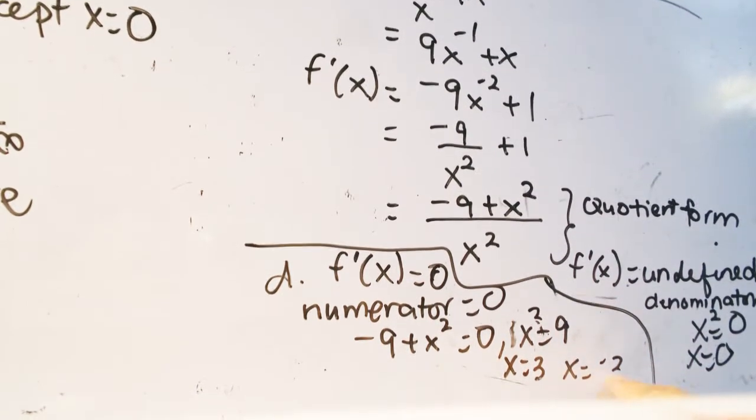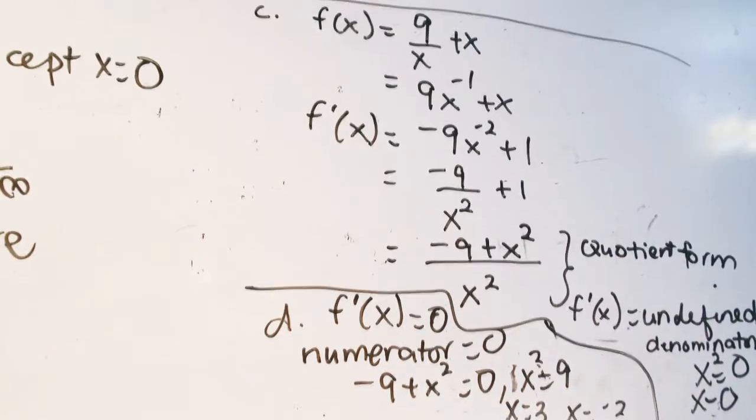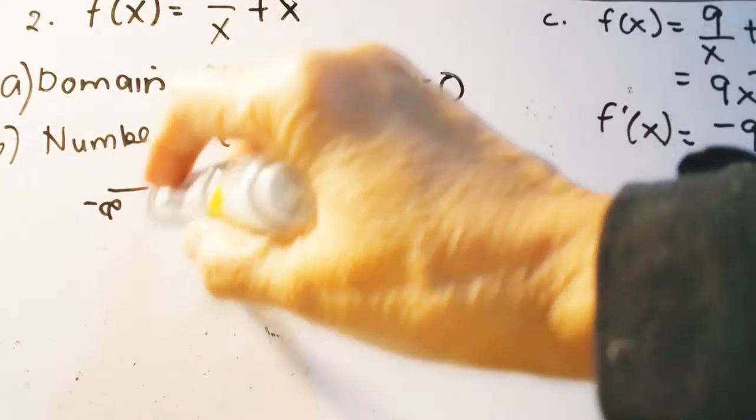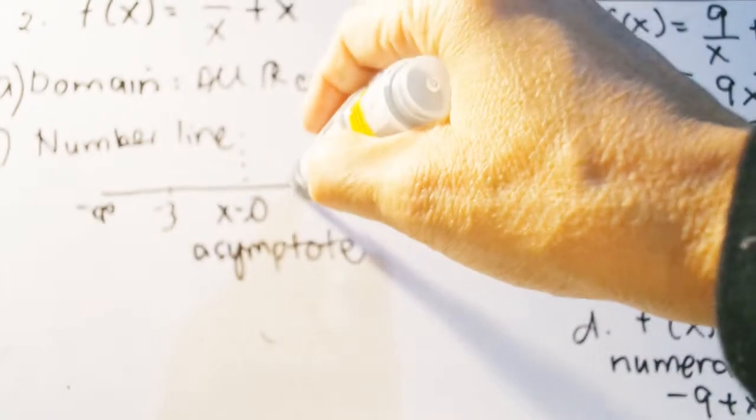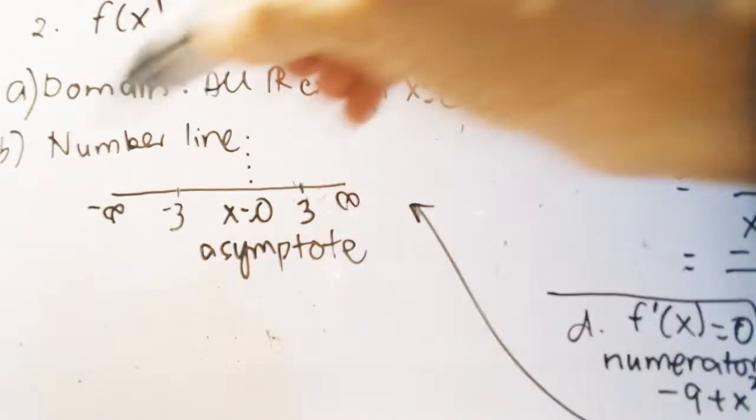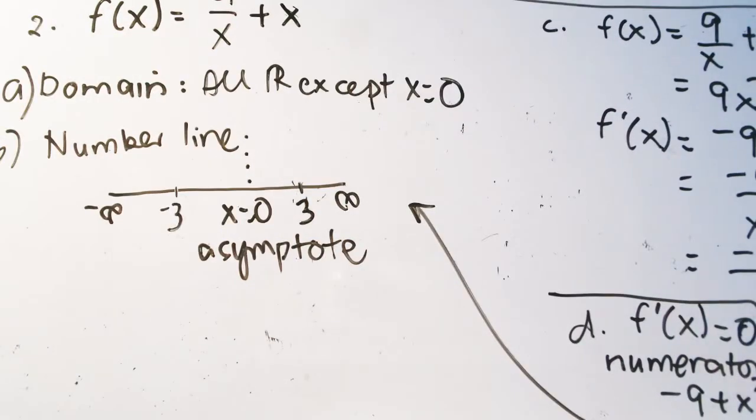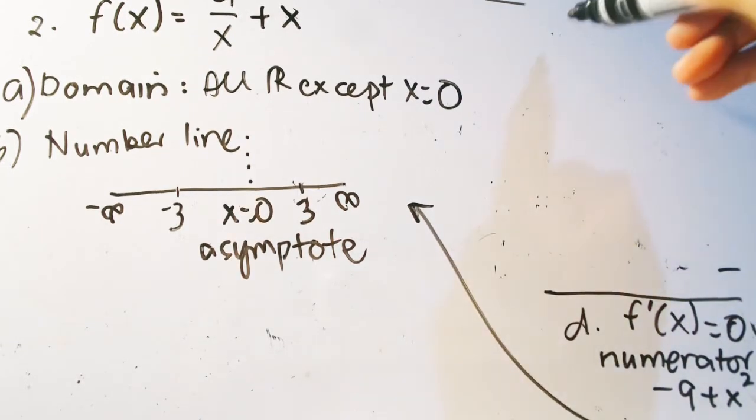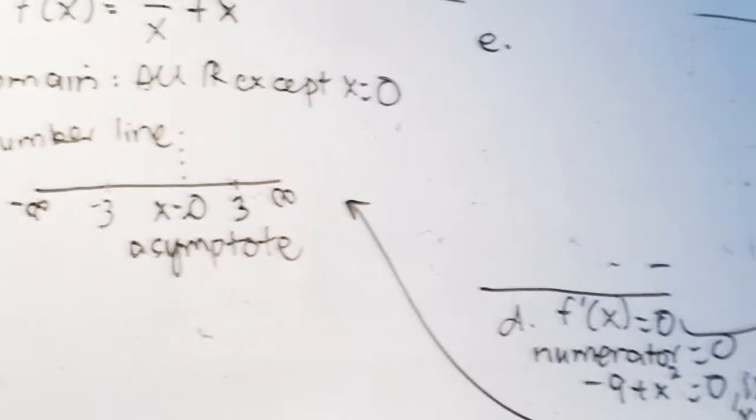All these values have to go to the number line. So I'm going to copy them up to the number line. We have minus 3 here, 3 here, and a 0 there. Okay, bring it to this number line. Right, so what is the next thing to do? I'm going to put the E here. We have to get intervals.